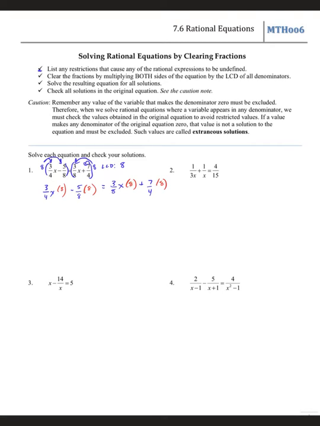Now the idea here is when we multiply all of these, the fractions will get cleared, which is how we know that we chose the right number. If you're not clearing your fractions, then you made a mistake somewhere.